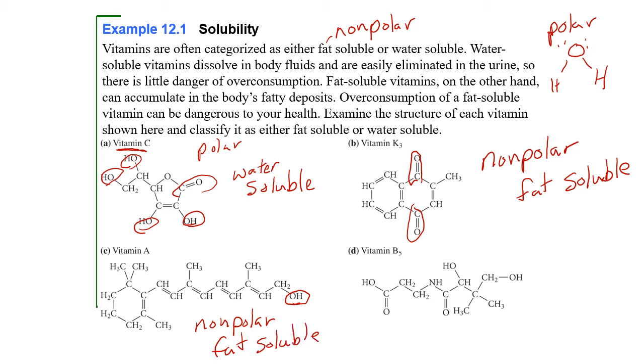If we look at vitamin B, we've got alcohol groups. We have an acid group, a carboxylic acid group. There is also an amino group, or an amide, I apologize, because we've got the carbon double bonded to oxygen. So these are quite polar groups. And so this is going to be a polar molecule and water soluble.